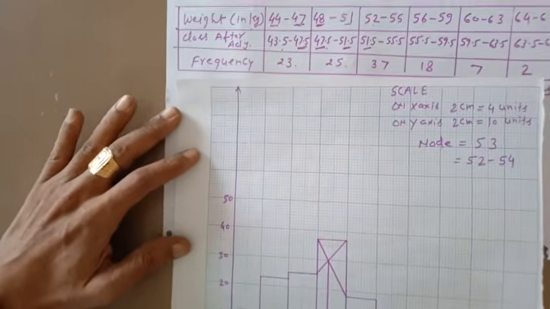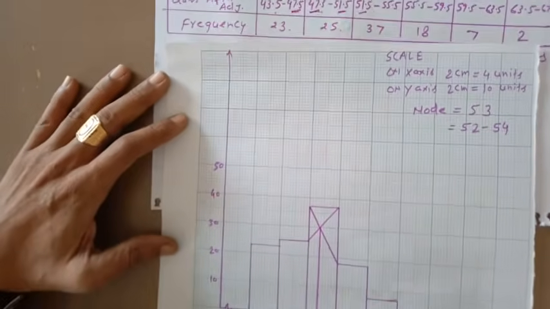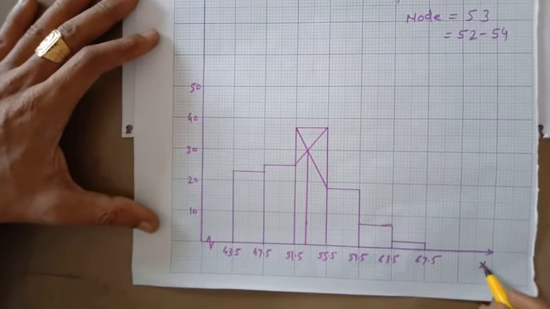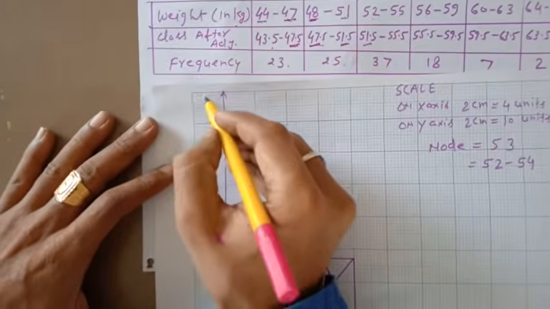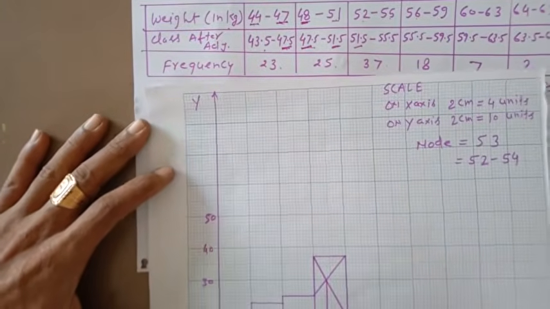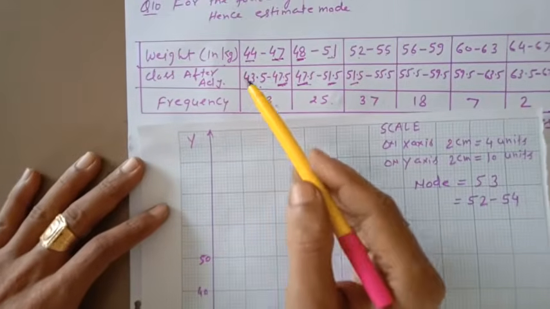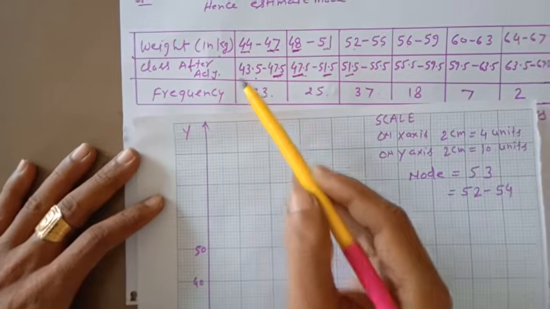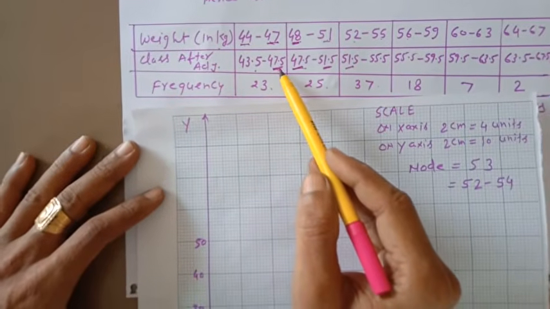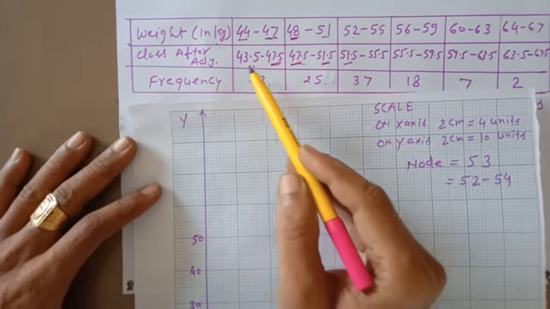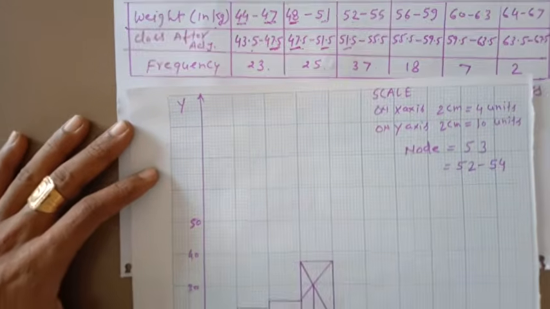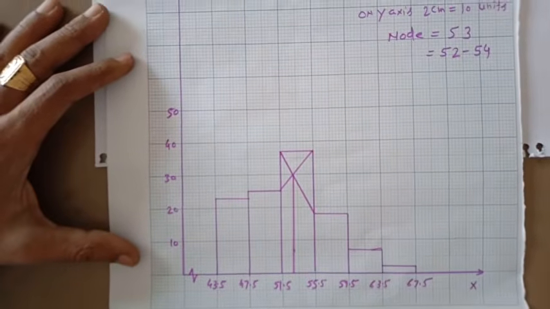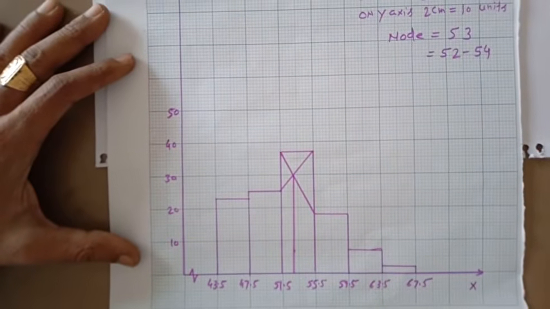let us draw the histogram. So again we have drawn the axes. This is our x-axis, this one is the y-axis as we know. Then here we can see our class intervals starting from 43.5 and next is this 47.5, a very small difference, that is 4 only. If we take 4 like this, then it will go out of the page. So we have to adjust this.